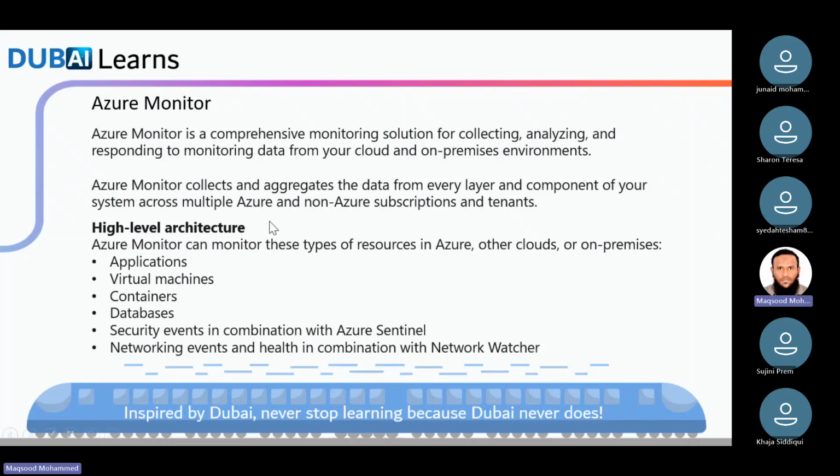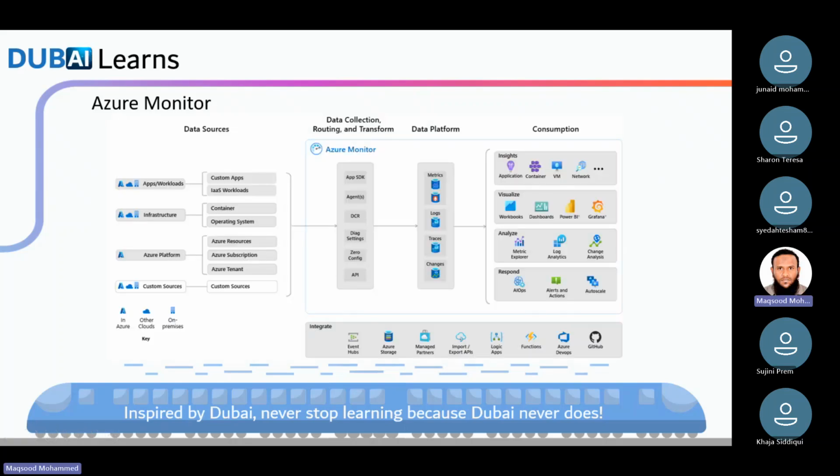So what does it do? Azure Monitor collects and aggregates the data from every layer and component of your system across multiple Azure and non-Azure subscriptions. High-level architecture: Azure Monitor can monitor these types of resources. It can monitor applications, virtual machines, containers, databases, and so on. This is the Azure Monitor dashboard. You can see what all it can collect the data from. These are the data sources: application workloads, infrastructure, containers, operating system, platform. From the platform, you have Azure resources.